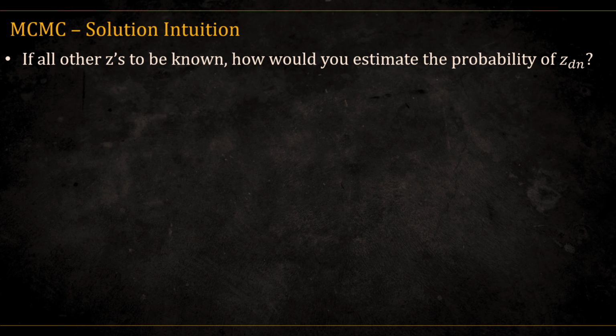Before diving into the formal derivation, let's build some intuition. Suppose all other topic assignments z are fixed. How should we estimate the probability of the current word's topic? Pause for a moment and think it through.